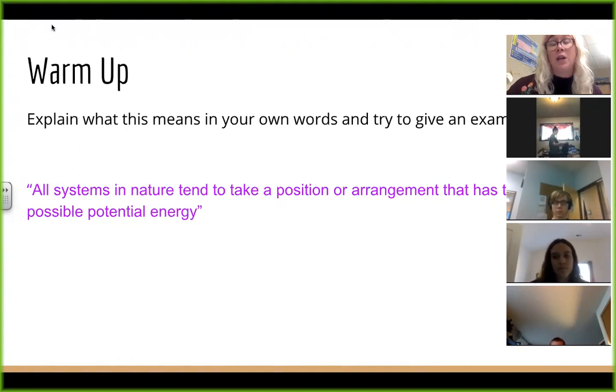So systems in nature usually put themselves in a position that doesn't give them as much stored energy. Things will try to be in a spot where they have the least potential energy. An example of this is gravity. Gravity is a great example, in the sense that things that are higher up above Earth have a greater potential energy, and if there's nothing holding them there, they will fall closer to Earth.